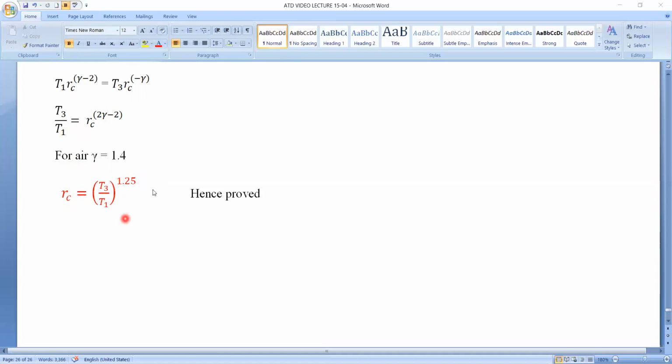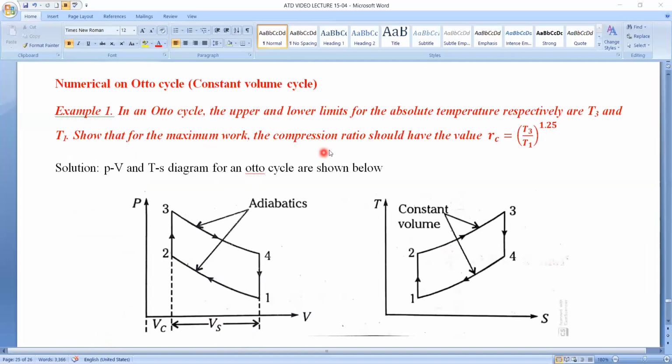So what is to be proved? Is this not what is to be proved? Yes. So the compression ratio RC equals T3 by T1 raised to 1.25. Please look at the question carefully. What does it mean? In order to get the maximum net work output from the cycle, the compression ratio RC should be T3 by T1 raised to 1.25. So this is a condition for maximum work output. I hope this is clear.